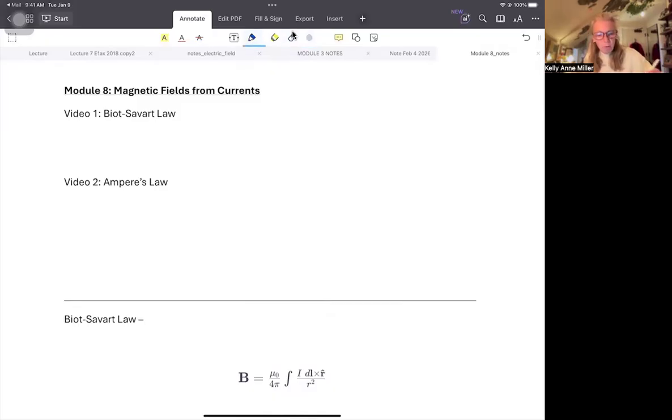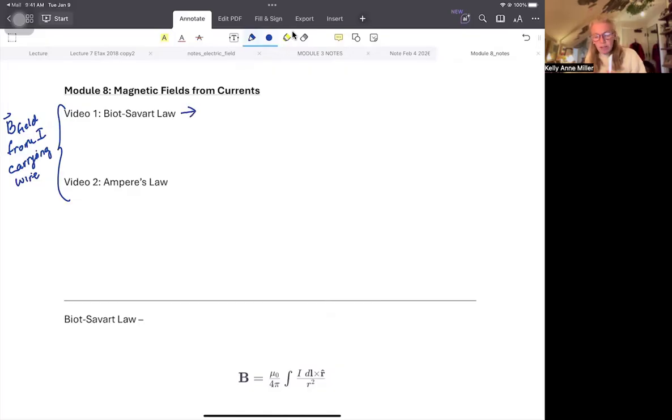Anyway, both of these laws are ways of figuring out the B field from a current carrying wire. Okay. So we're going to start with this one.